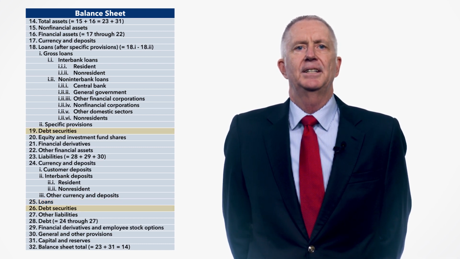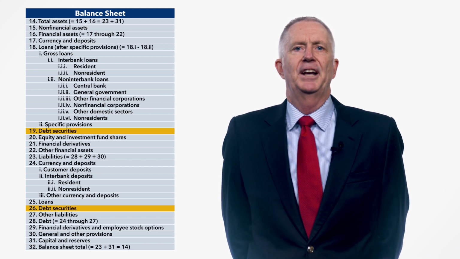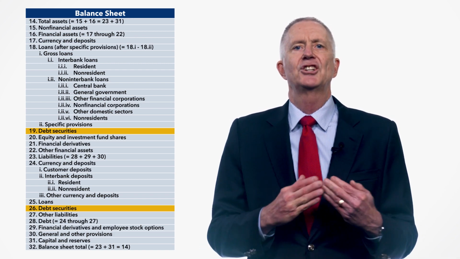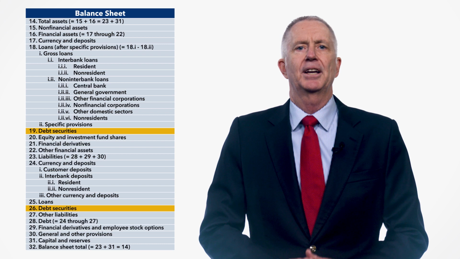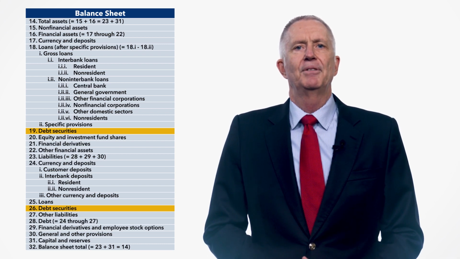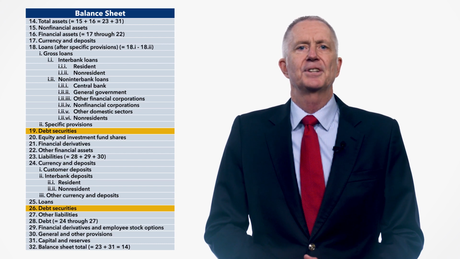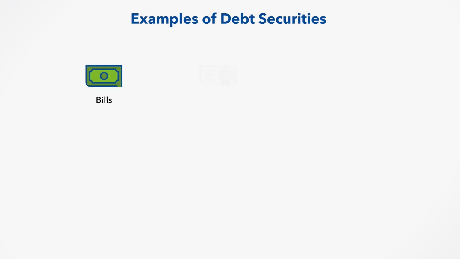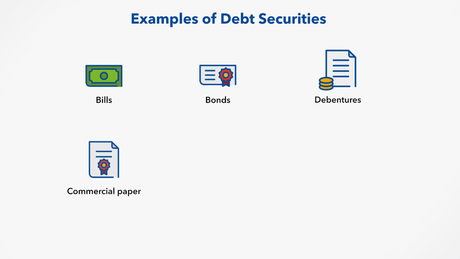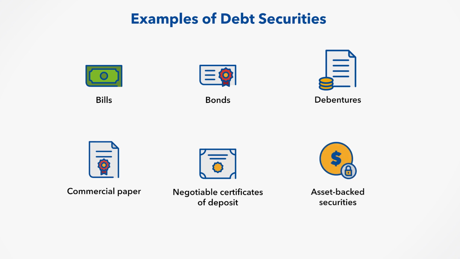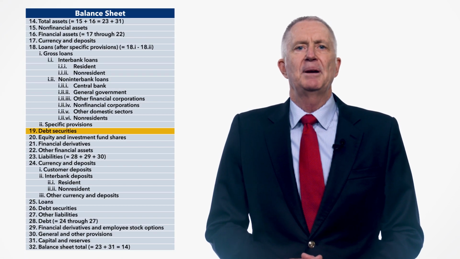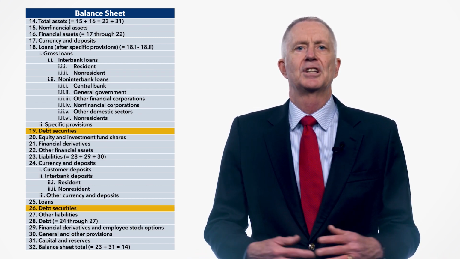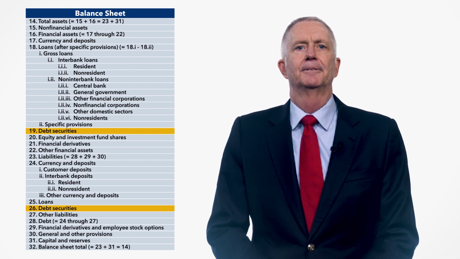Debt securities, lines 19 and 26, are negotiable financial instruments serving as evidence that units have obligations to settle by means of providing cash, a financial instrument, or some other type of economic value. Debt securities give the holder an unconditional right to receive interest and/or principal payments. Examples include bills, bonds, debentures, commercial paper, negotiable certificates of deposit, and asset-backed securities. Debt securities may be held as assets, line 19, or may be issued as liabilities, providing a funding source, line 26, for the deposit taker.